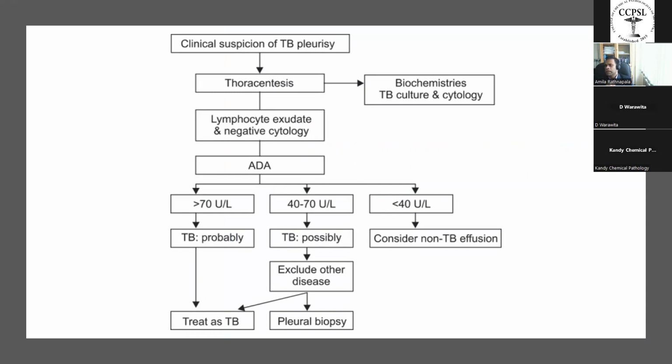and if it is a lymphocytic exudate and negative for cytology and there's no other evidence of malignancy, if it is more than 70 units per liter, that is suggestive of tuberculosis. If it is 40 to 70, that is possibly associated with tuberculosis. And if it is less than 40, we know the sensitivity to diagnose tuberculosis is very low.